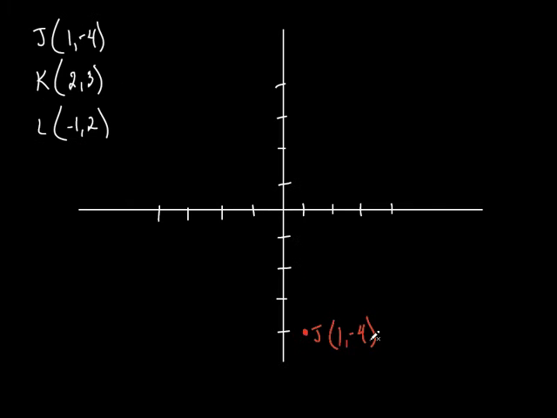Oops, sorry. All right, let's do the next one. Let's do K. It's 2, 3. So we go to the right 2 and we go up 3. Label that 2, 3, and it's point K. And then the last one is -1, 2. You go to the left 1, you go up 2. It's point L, and that's -1, 2.